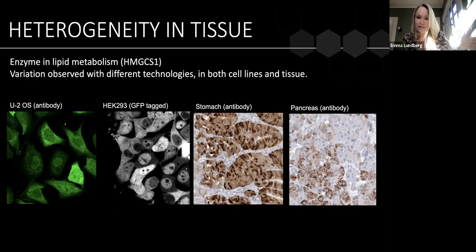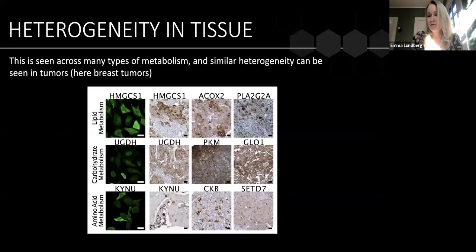And it also seemed to be dynamic, and we can study it in cell lines as a model system. Of course, we see this same heterogeneity in tumors as well. I guess everyone expects that. Everything is heterogeneous in tumors. So here are some examples for enzymes involved in lipid metabolism, carbohydrate metabolism, amino acid metabolism, where we only see expression in a subset of the cells.